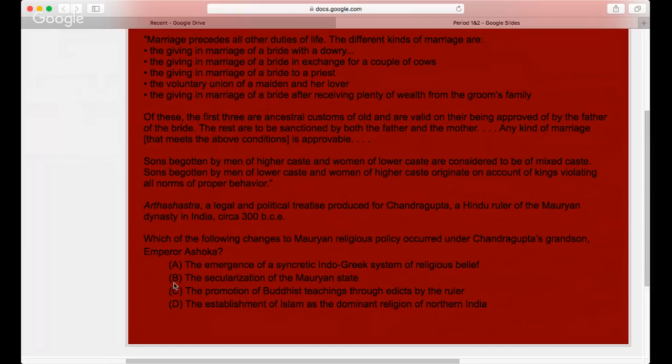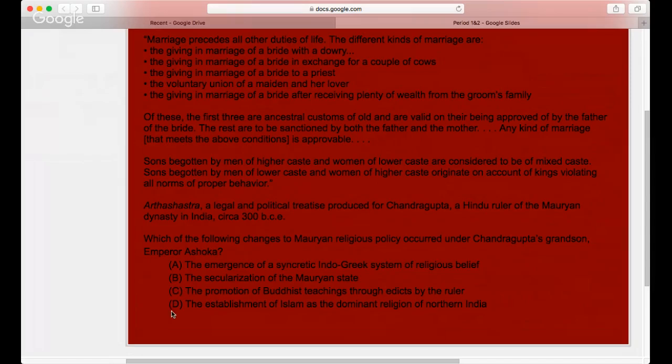No. B, the secularization of the Mauryan state. So remember, secular means not religious. And we know that Ashoka was religious, so no. C, the promotion of Buddhist teachings through edicts by the ruler. Yes, he promotes Buddhism.